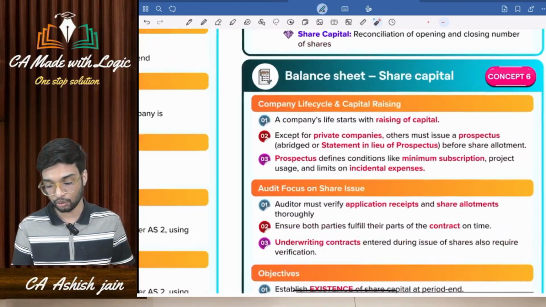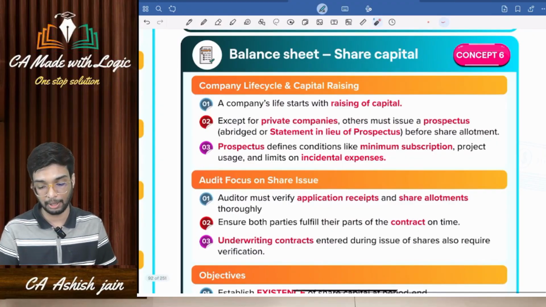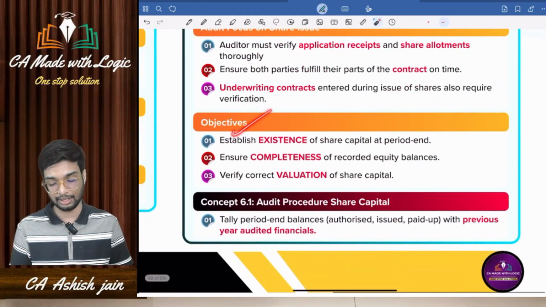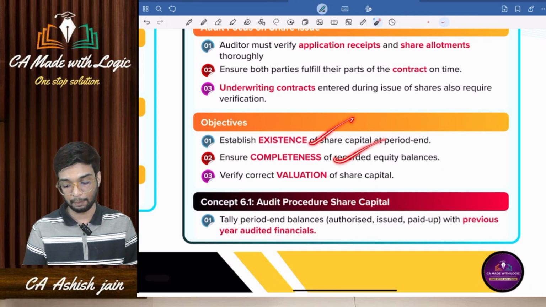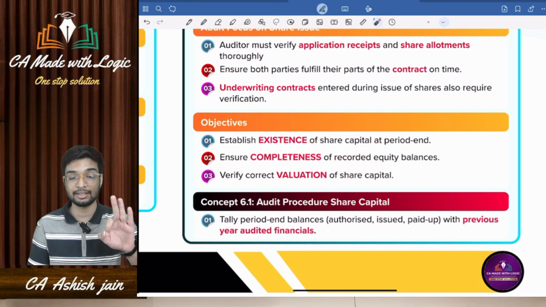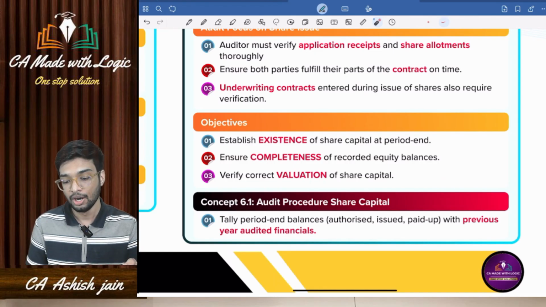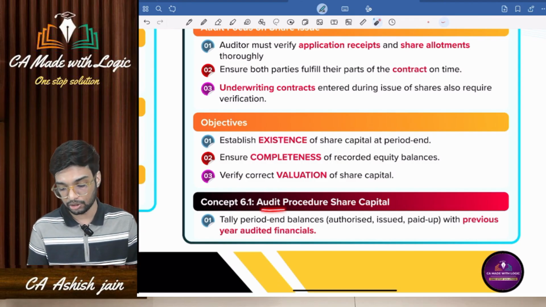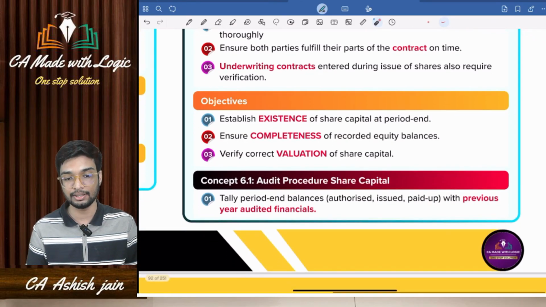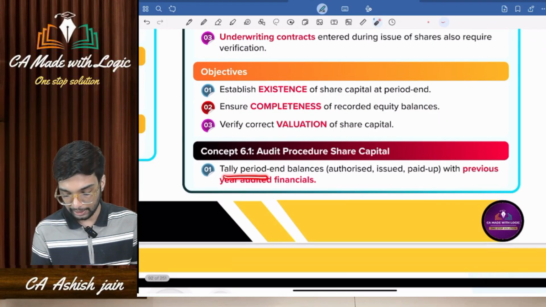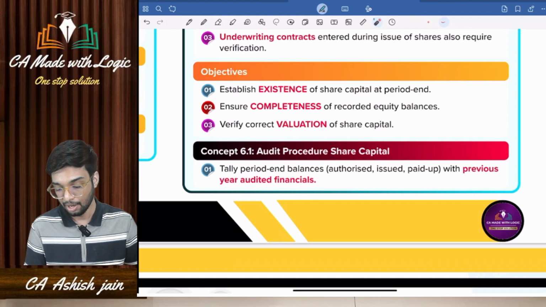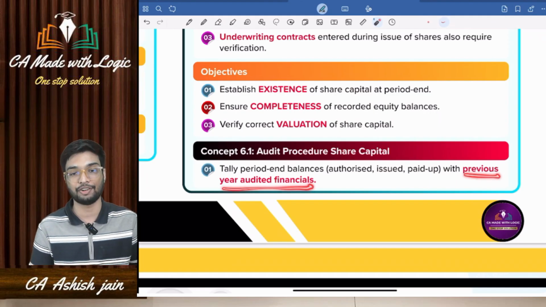Then comes the main important topic, which is balance sheet share capital. Here the objectives for share capital are existence, completeness and valuation. These three things an auditor has to verify to say that the share capital is accurate and everything is proper. The audit procedure related to share capital is, first, he needs to tally the period end balance. The auditor has to tally the period end balance with the previous year's audited financial statements.